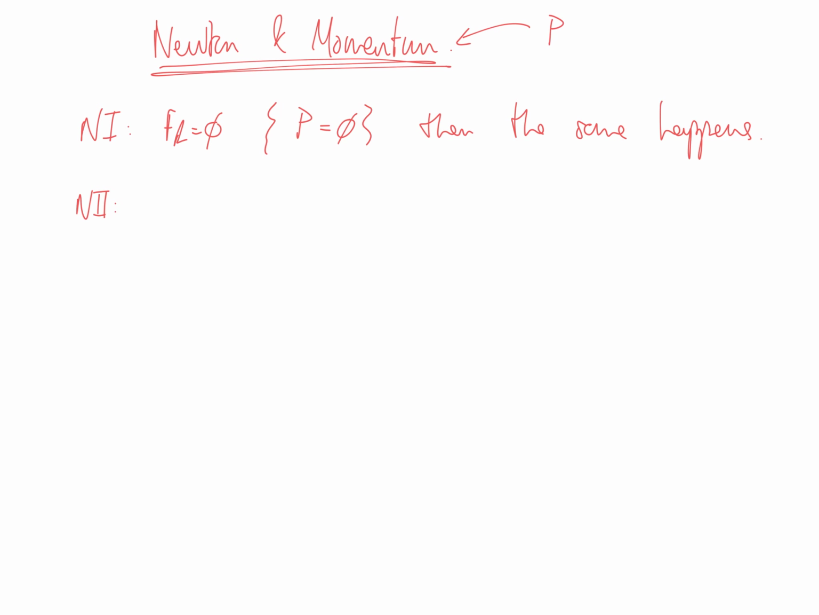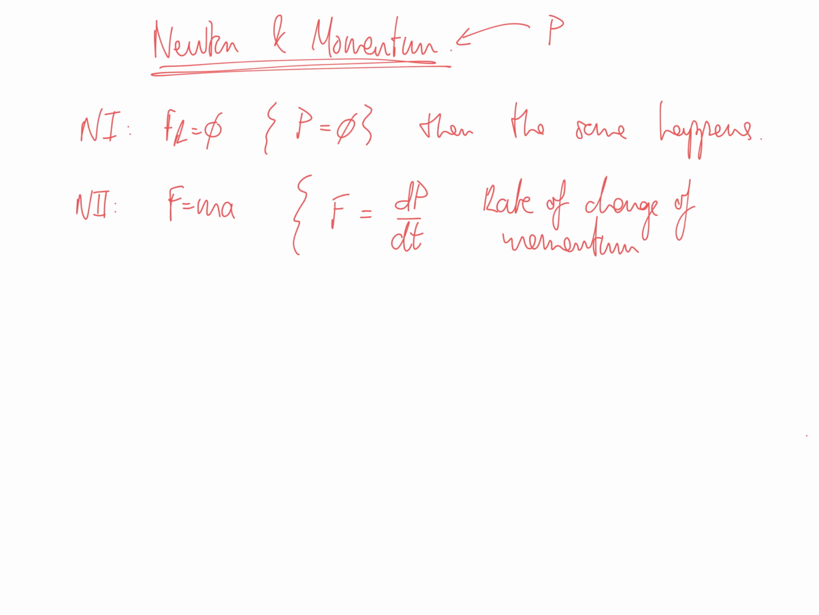Newton 2, however, rather than saying F equals ma, Newton started by saying that the force is equal to the rate of change of momentum with time. So that is the rate of change of momentum. So in other words, if there is a force present, then it changes the momentum.